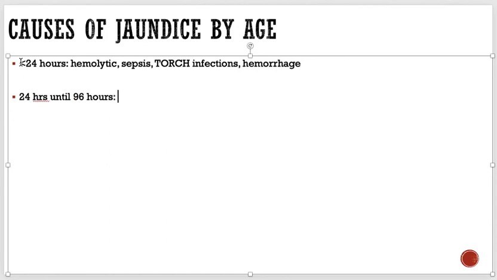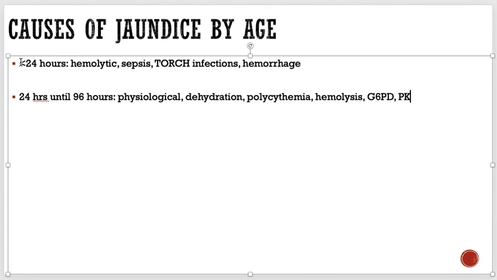Whenever jaundice is from 24 hours until, you can say, 96 hours, think about physiological jaundice, dehydration, polycythemia, hemolysis, enzyme deficiency like G6PD or pyruvate kinase deficiency, again hemorrhage, and sepsis.